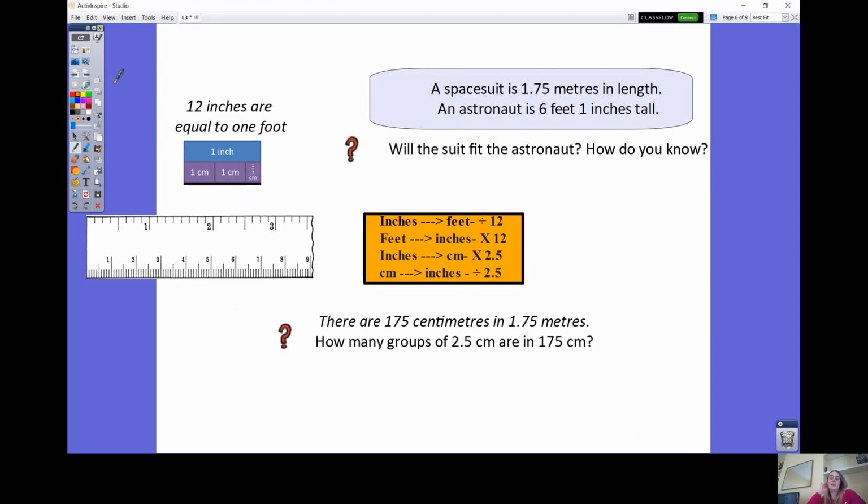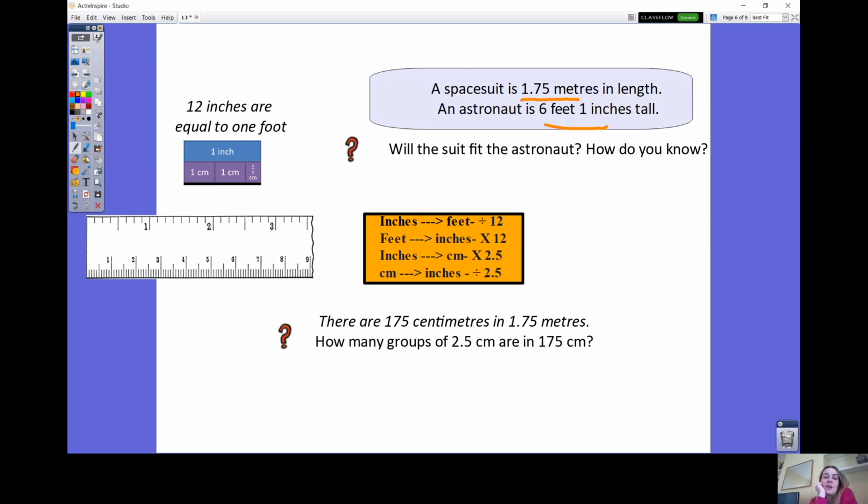So a bit of developed learning here now. I'll read it out for you first. A spacesuit is 1.75 meters in length, whereas an astronaut is 6 feet 1 inch tall. Will the suit, which is 175 centimeters, fit the astronaut who's 6'1"? How do you know? Okay, so the first step here would be to convert everything into centimetres.